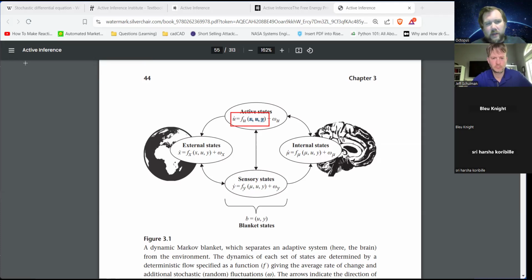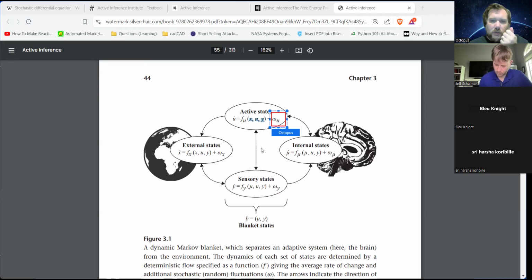What makes it a stochastic differential equation is that it has this additional omega sub u term, where omega sub u is a random variable. So we're not always going to get exactly the same change based on the current information, but rather we will get a rule that is applied and then some stochastic noise is added on.